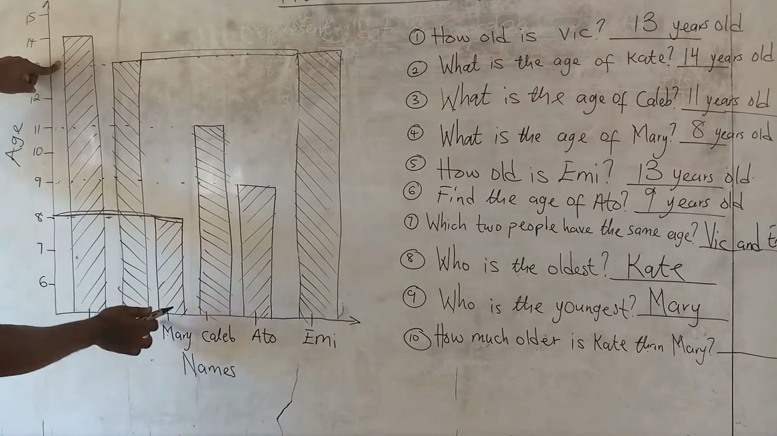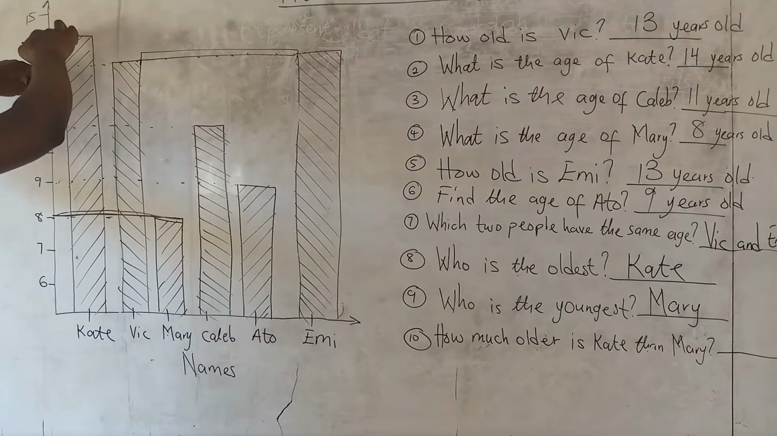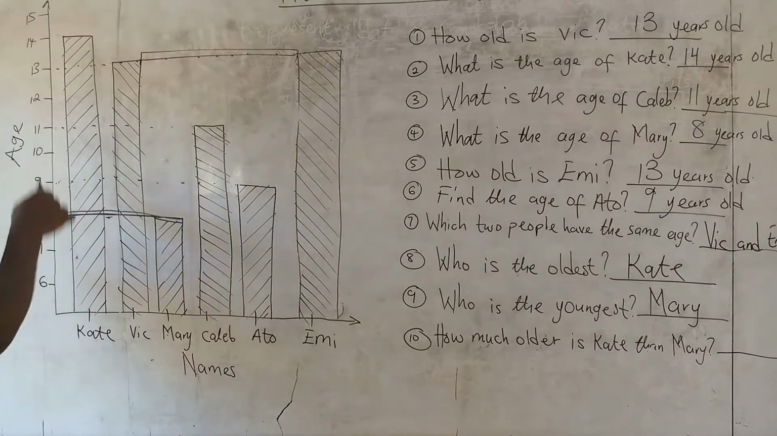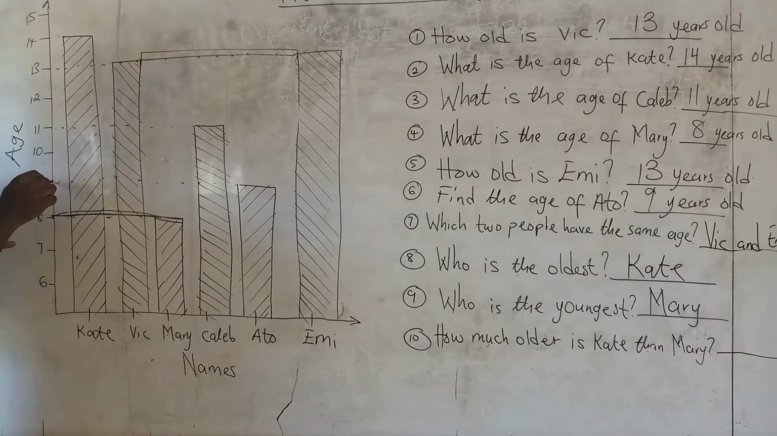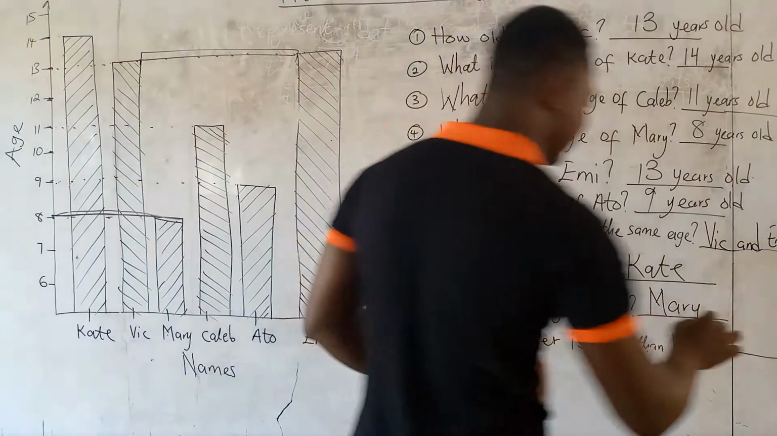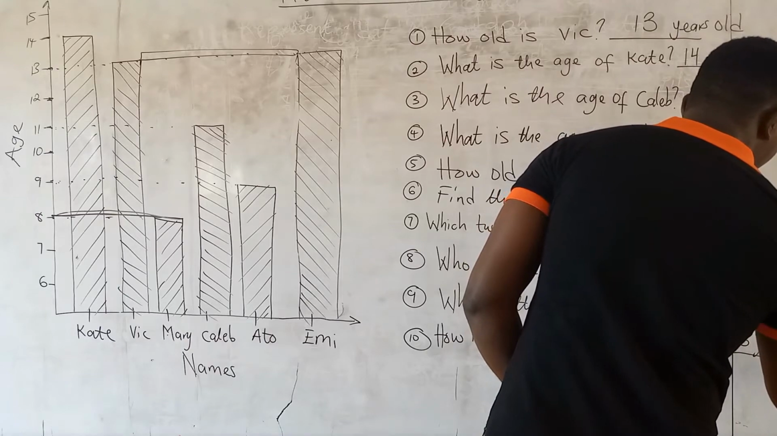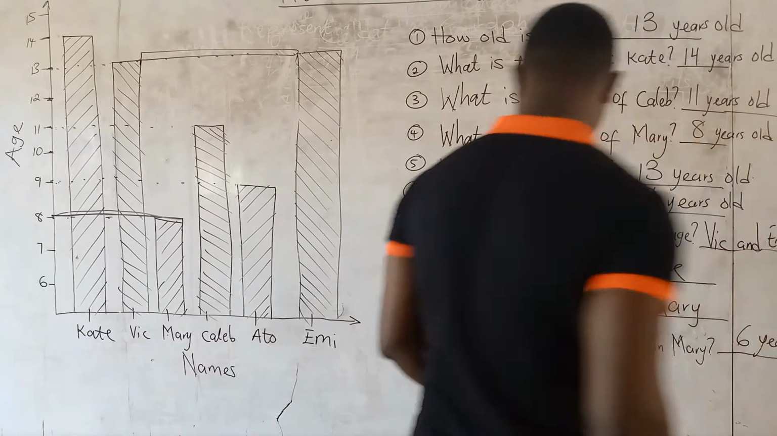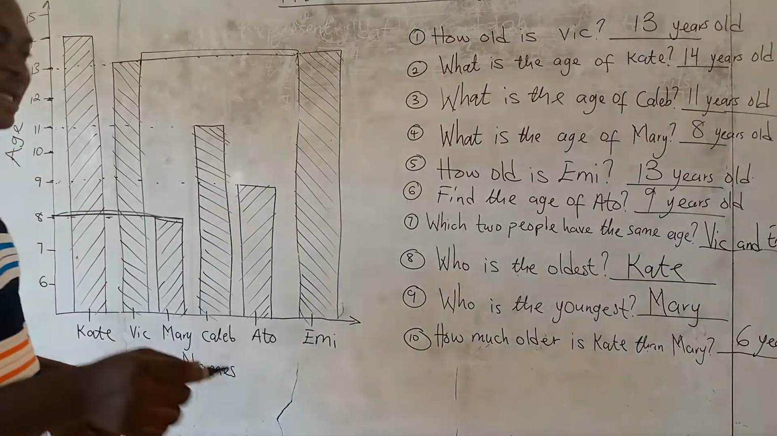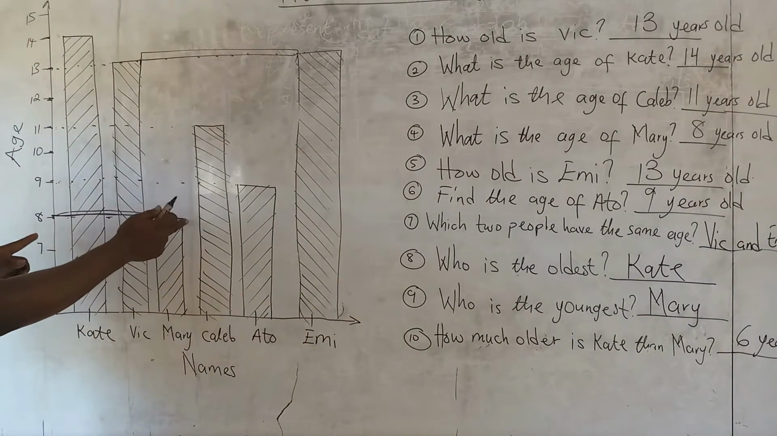This is the difference. Mary's age is here, Kate's age is here, but because he's older, there's an extra one. So let's see, from here, 1 year, 2 years, 3 years, 4 years, 5 years, 6 years. So she's 6 years older.